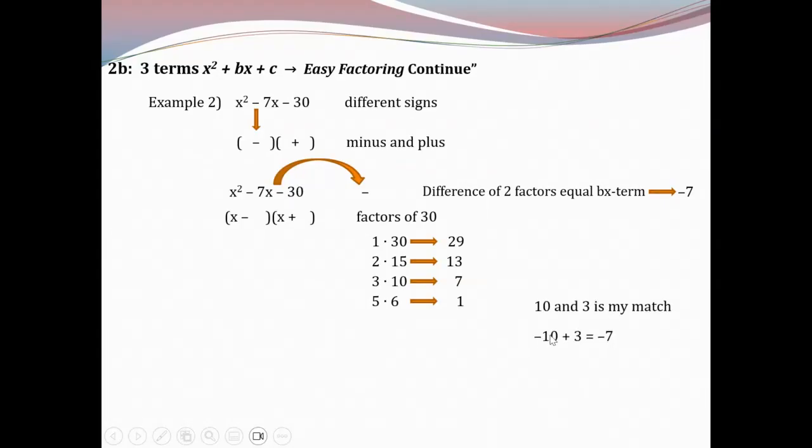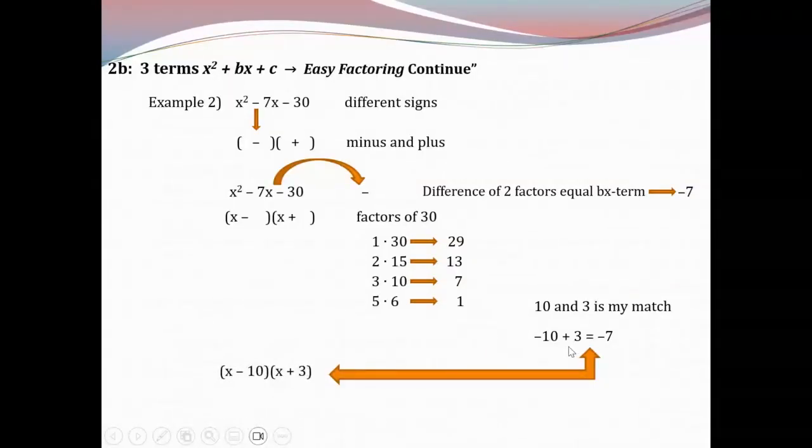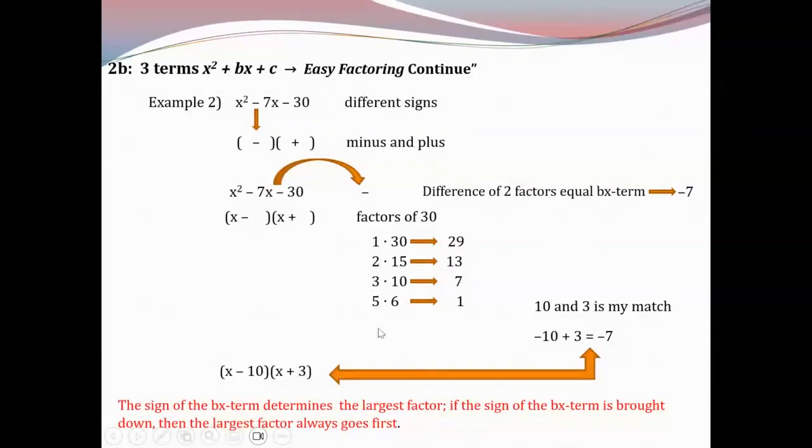So the 10 has to be negative, because -10 plus 3 will give me the -7. If it was a positive 7, then it would be the 10 minus 3. But since it's negative, it's going to be -10x plus 3. So there's my match. Okay, now, the sign of the bx term determines the largest factor. If the sign of the bx term is brought down, then the largest factor always goes first.